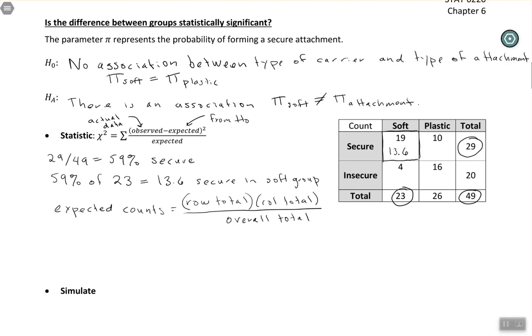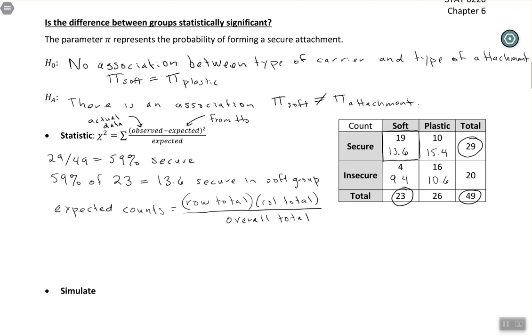You could do that for each of these boxes, or if you were feeling lazy, you could just subtract to get the expected counts in the other cells. So if we do 29 minus 13.6, we get 15.4. 23 minus 13.6 is 9.4, and 26 minus 15.4 is 10.6. So we only actually had to know one of these values, and we could just subtract to get the rest. So this is actually called having 1 degree of freedom, and we'll talk more about that in a little bit.